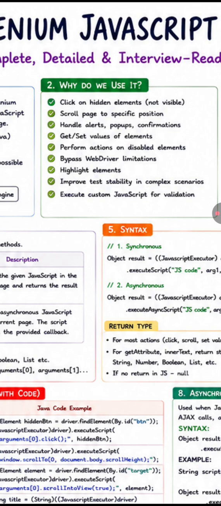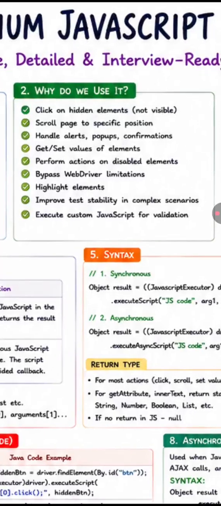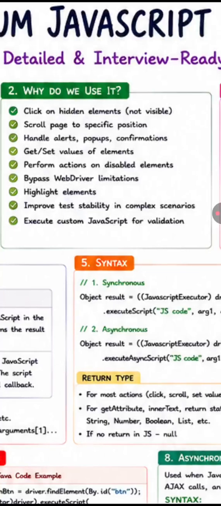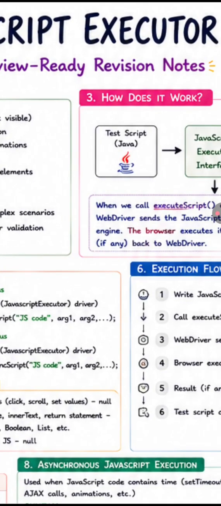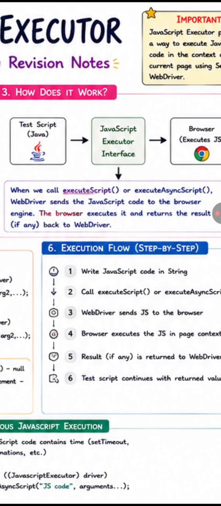When Selenium fails to perform an action on the web page, that is when we use the JavaScript Executor, such as when we have to click a hidden element which is not visible, when we have to scroll the page to a specific position, handle alert, pop-up, confirmation, when we have to get or set values of an element, when we have to enable or disable an element, or when there is a highlighted element and we have to perform an action on that highlighted element. By using JavaScript Executor, we can improve testability in complex scenarios, and we can execute custom JavaScript for validation. Now we will see how JavaScript Executor works.